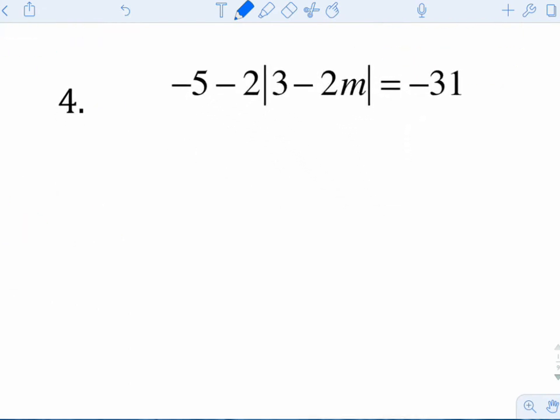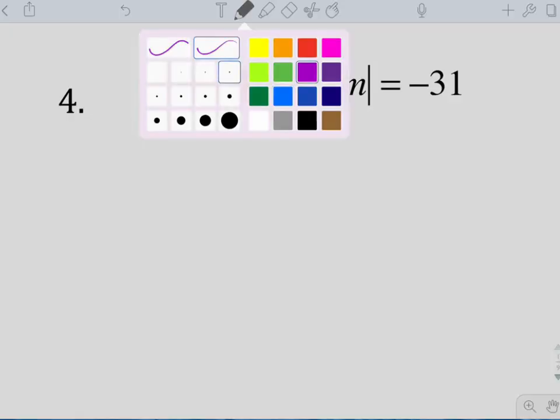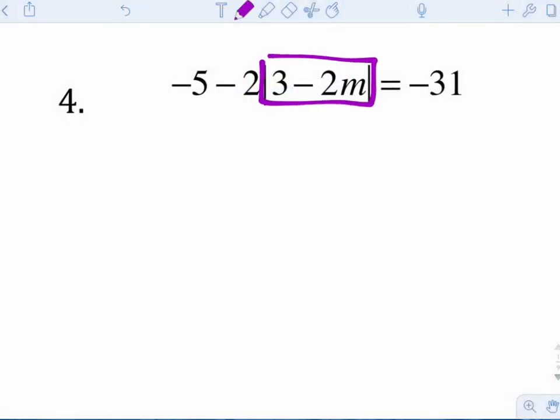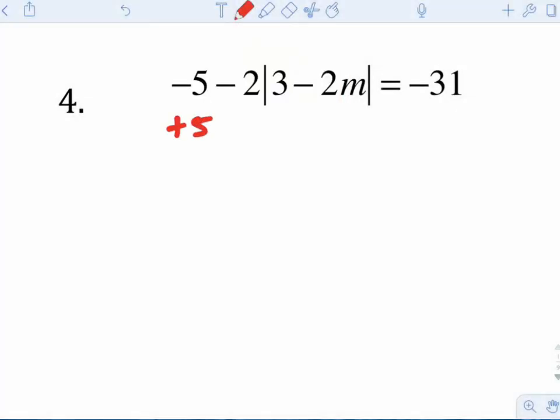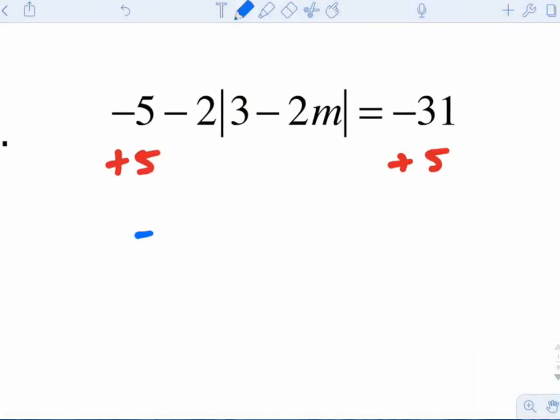The first thing that we want to do with an absolute value equation is isolate this absolute value. There's going to be some splitting to do later, but first we want to treat the absolute value of 3 minus 2m as its own object, and isolate it before we do anything else. To do so, let's add 5 to both sides of this equation. So we've got negative 2 times the absolute value of 3 minus 2m equals negative 26.